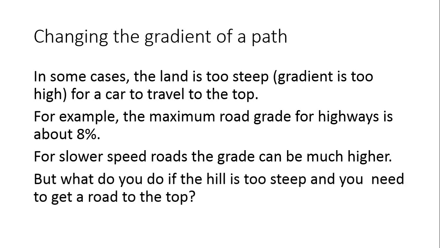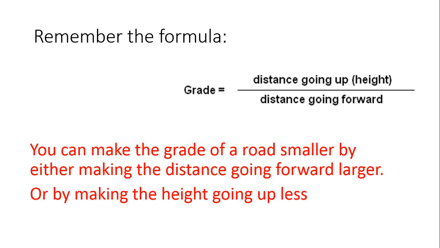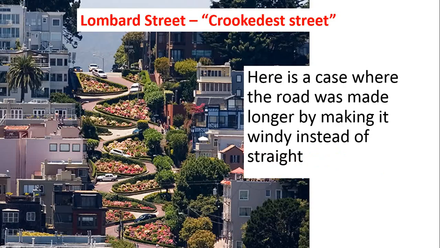So what do you do if the hill is too steep, but you need to make a road to get to the top? Well, remember what gradient is. It's the height going up and the distance going forward. So you have to change one or the other. You can either make the distance going forward bigger, or you can make the height going up less. Either one of those will change the steepness of your road or your path.